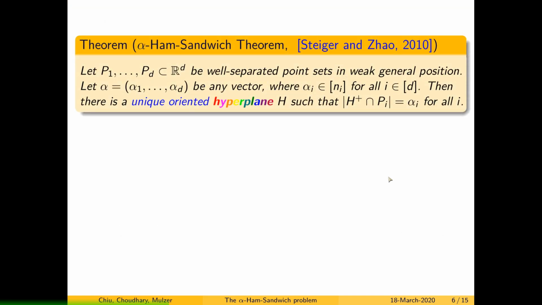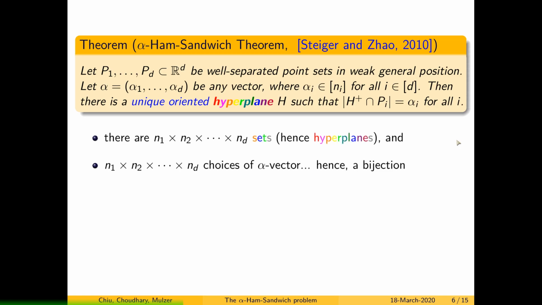So Steiger and Zhao showed that if the point sets follow these assumptions, then for every alpha vector there is a unique hyperplane which is colorful and has an orientation, and it divides the colors in the prescribed ratio. Naturally, the number of colorful sets is the product of the cardinalities of all the sets, all the colors. That is also the number of colorful hyperplanes, and indeed it is also the number of choices of alpha vectors. And the theorem shows that there is a bijection between the alpha vectors and the colorful hyperplanes.